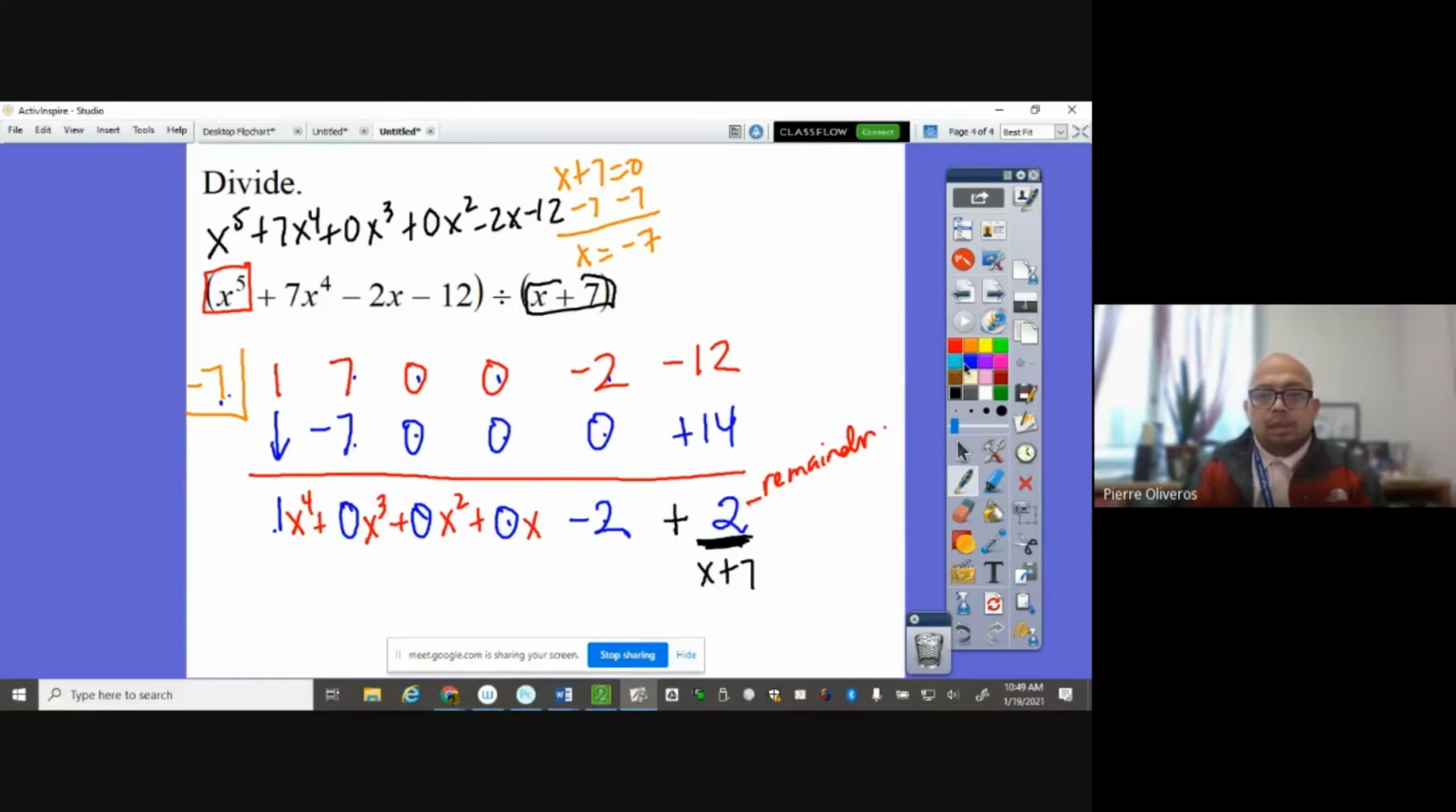And that's our answer. Or we can rewrite it as 1x to the fourth. We don't have to write this down here because they're all zeros. Minus 2 plus 2 over x plus 7. If you notice, I am only dividing the remainder, which is 2 here, by x plus 7, not the entire problem. Okay? It will be wrong if you extend it like that. That's wrong. Okay? So this is the complete quotient.